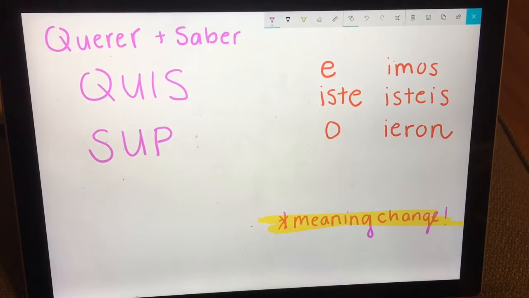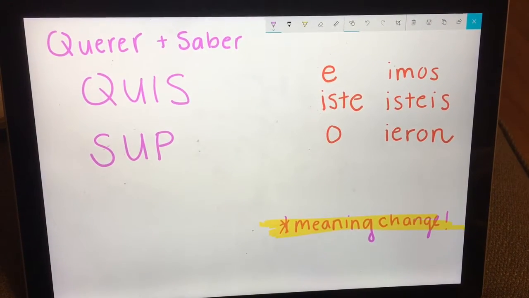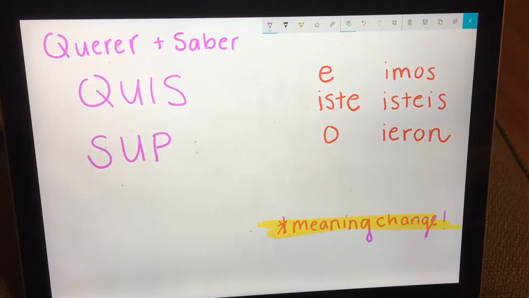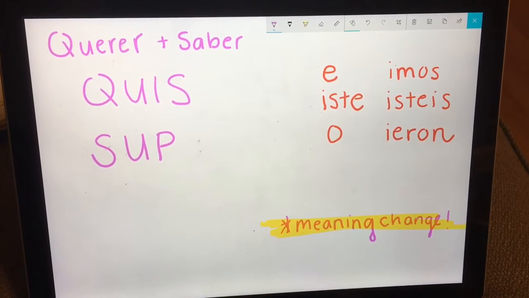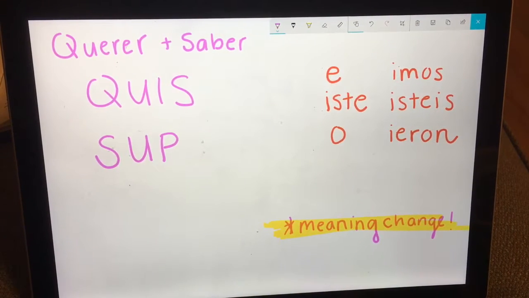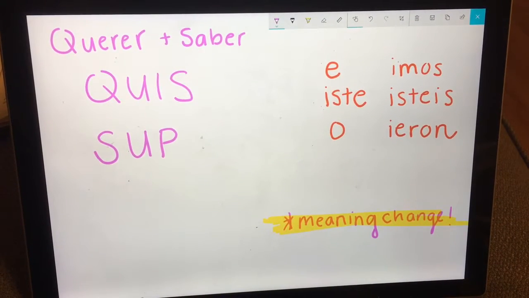So in the present, when you say yo quiero, that's I want, or when you say yo sé, that's I know. However, when you're using these verbs in the preterite, for example, well, let's first look at the stem changers. Querer goes to quis and saber goes to sup. And then you add the red endings depending on what the subject is.